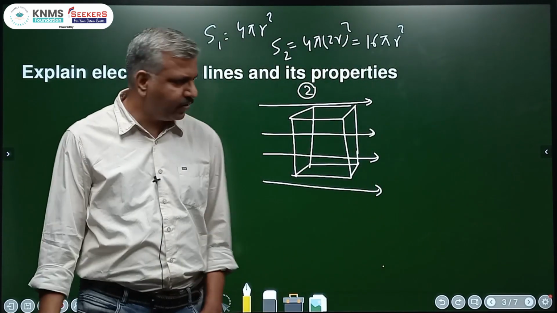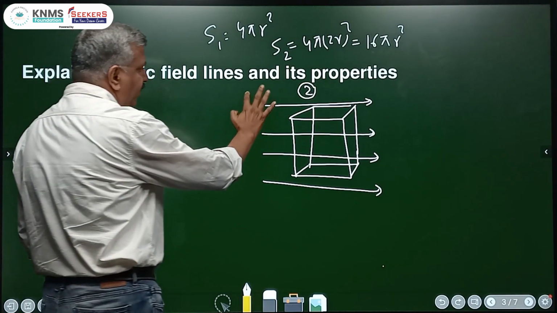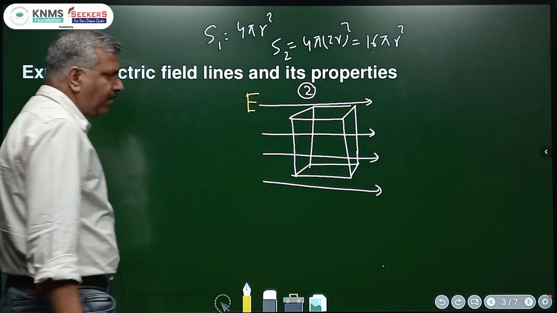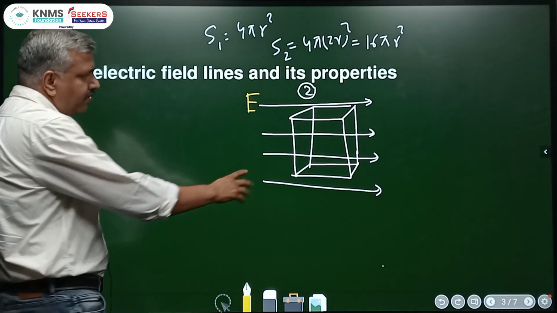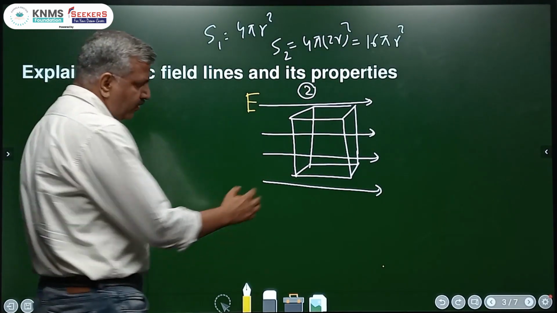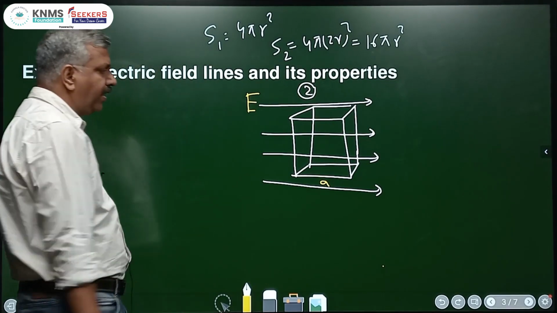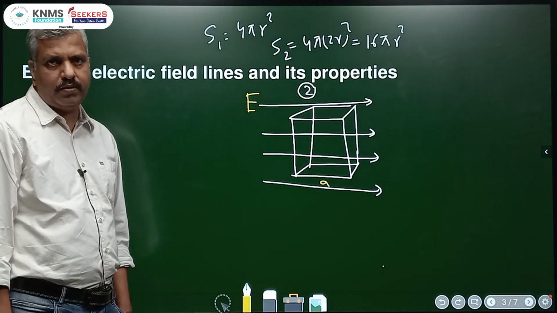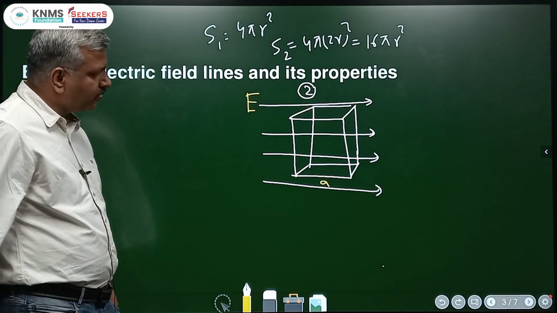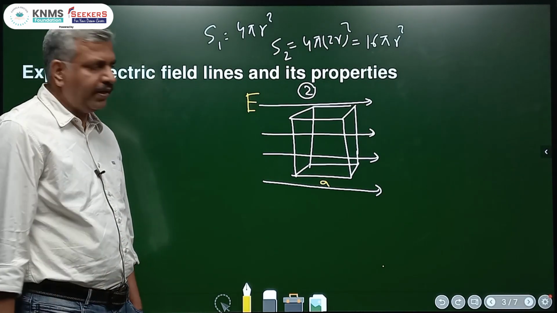Okay, let us look at the next question here. There is a region here where there is an electric field of strength E and there is a cube of dimension A cross A cross A. The question is, what is the electric flux through the cube? The electric flux through the cube is 0. I will explain to you how.